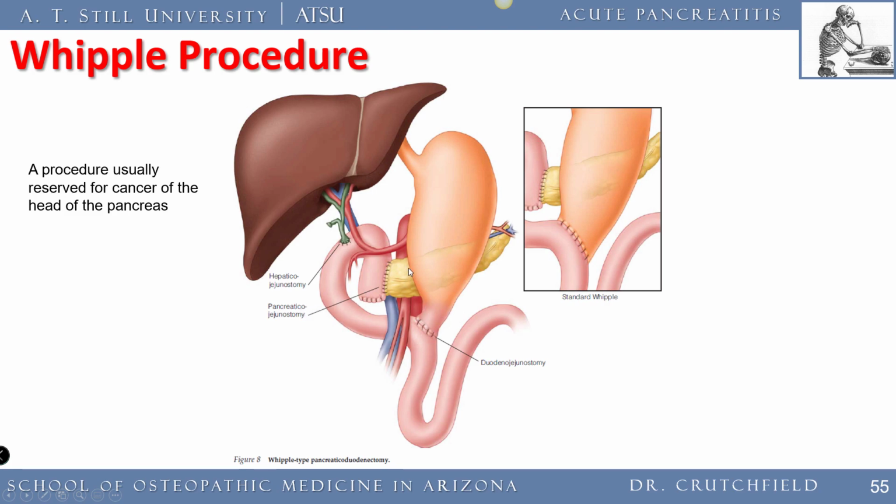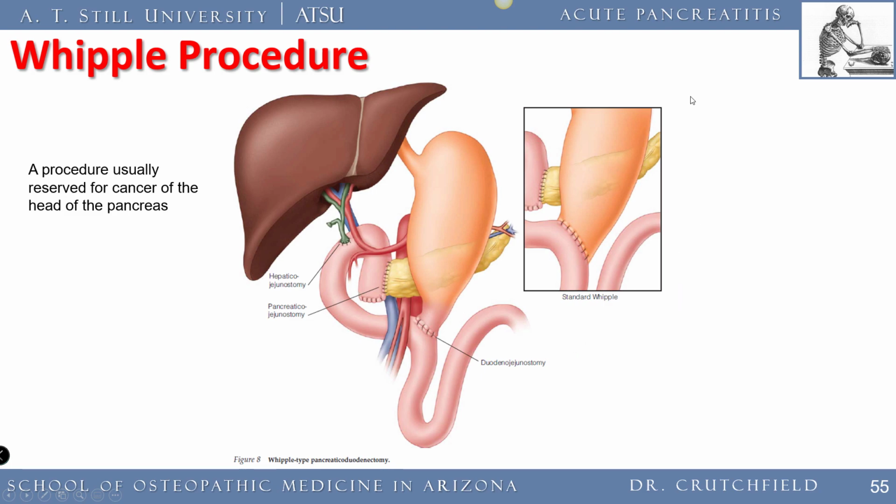Here's a pancreaticojejunostomy, and here's a hepaticojejunostomy where the common bile duct is sewn. A Whipple procedure really would be done if there was cancer in the head of the pancreas, a procedure that required us to completely remove the head of the pancreas.